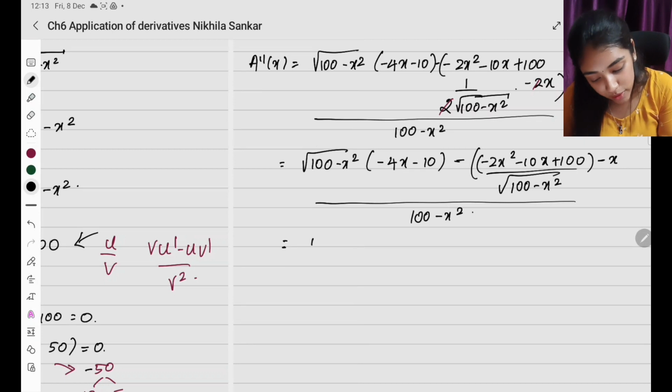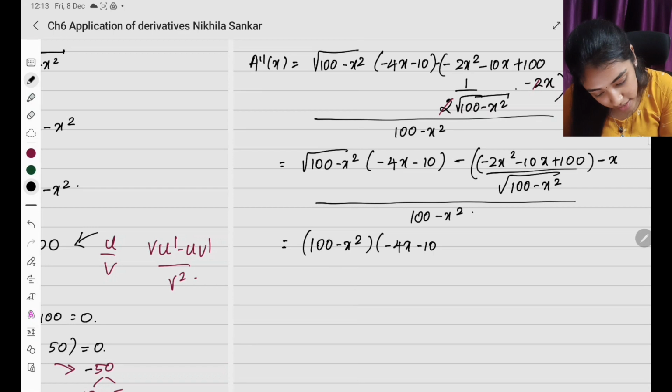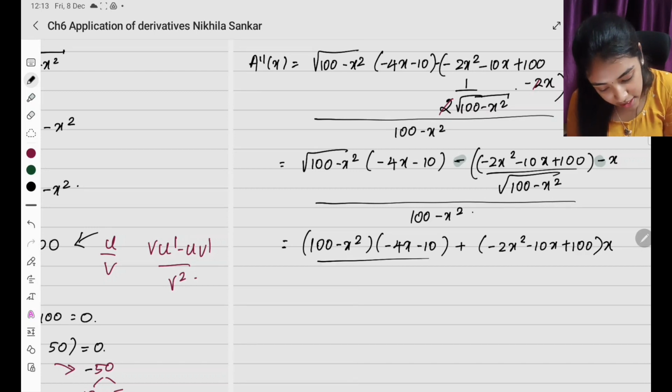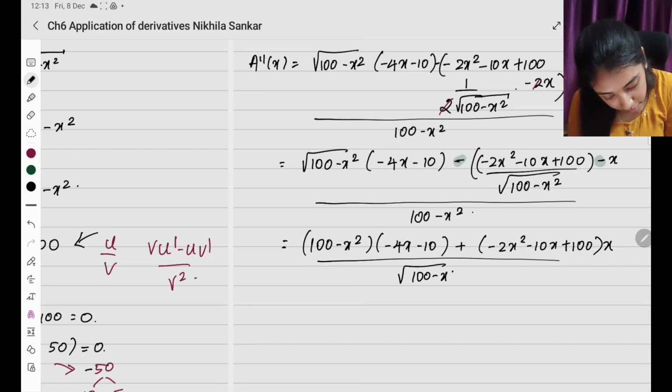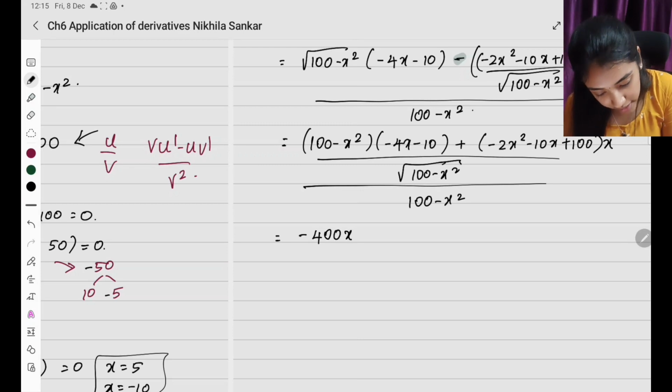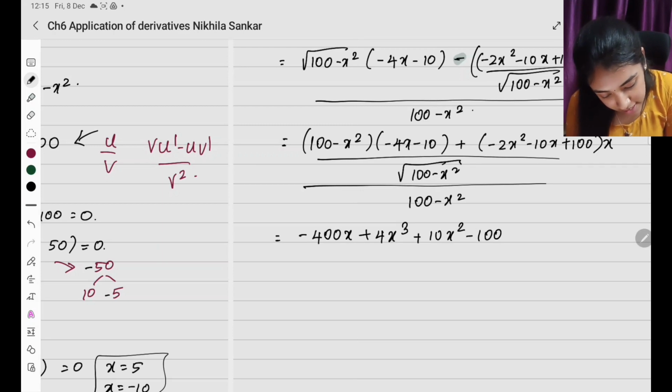When I take the LCM in the numerator, I have 100 minus x square times minus 4x minus 10. In the minus plus side, correct? It is multiplication, so I can add and this becomes minus 2x square minus 10x plus 100 times x divided by square root of 100 minus x square, the whole divided by 100 minus x square. I multiply everything inside. I have minus 400 times x plus 4x cube minus plus 10x square minus 1000.